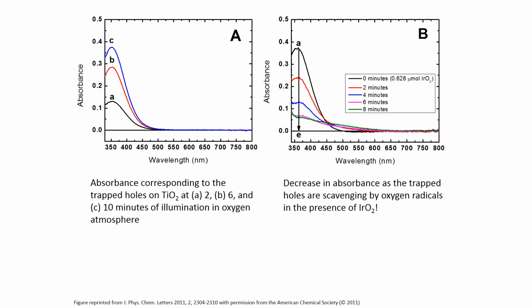Without iridium dioxide, the trapped hole absorbance peak will continue to grow. However, once the iridium dioxide is added, the peak quickly decreases and eventually reaches a point where it reaches an equilibrium. This suggests that the decrease in absorbance is due to the trapped holes being scavenged by oxygen radicals in the presence of iridium dioxide.